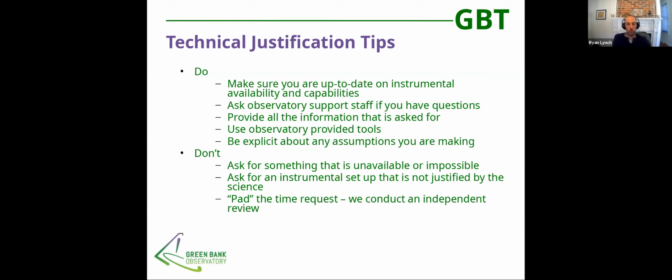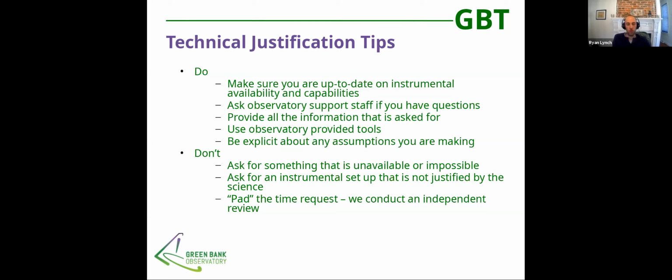Sometimes things will not apply to your particular science area. So for example, we ask for some information for pulsar projects. Obviously, that's not going to apply to an ammonia mapping experiment. And that's okay, just say not applicable. But if it is applicable, make sure that you fill all that information out completely. And wherever possible, use the observatory provided tools for things like sensitivity calculations.